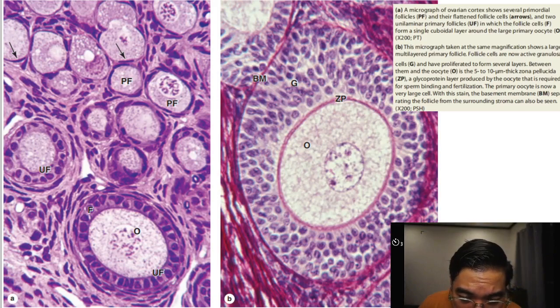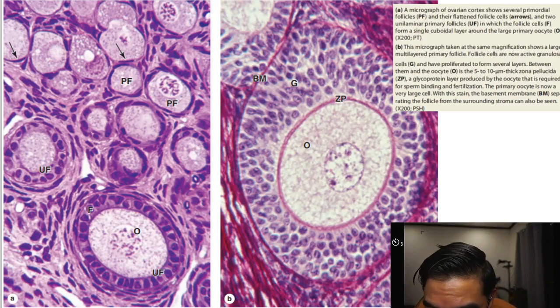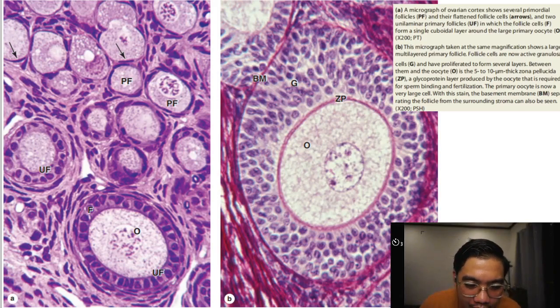What is this UF, no? The meaning of UF is unilaminar, because of the single layer of follicular cells. The structure being pointed at is the flattened follicle cells, and this big one over here is the basement membrane. And if you look, the theca interna is already pronounced, coiling around it.